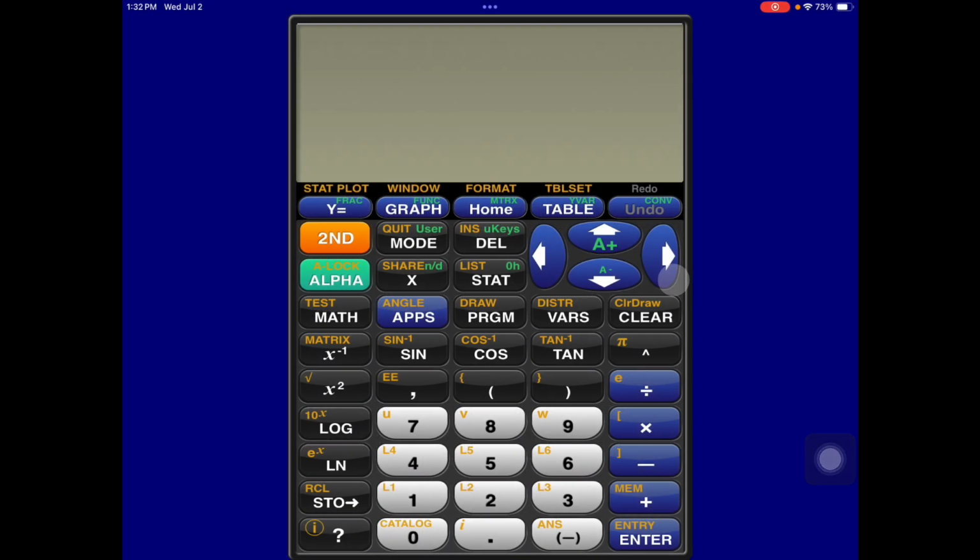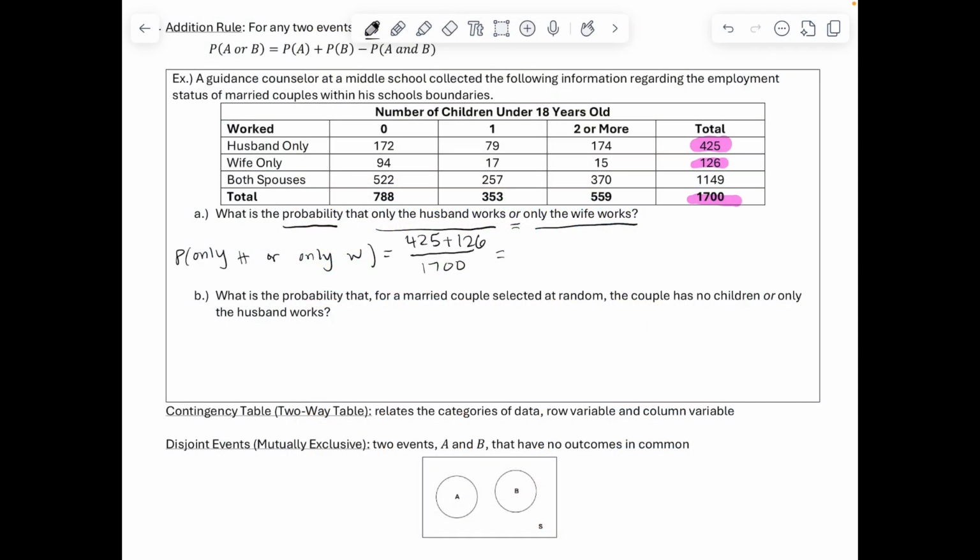On the calculator, we're going to take 425 plus 126, which is our numerator. I'm going to select enter, and I get 551, and then I'm going to divide this by our denominator, which is 1,700. Enter. And you'll see our decimal. We need to round this correctly to 4 decimal places. When you add together the numerator, you get 551 divided by 1,700. Rounding our probability answers typically is going to be 4 decimal places, so we get 0.3241.